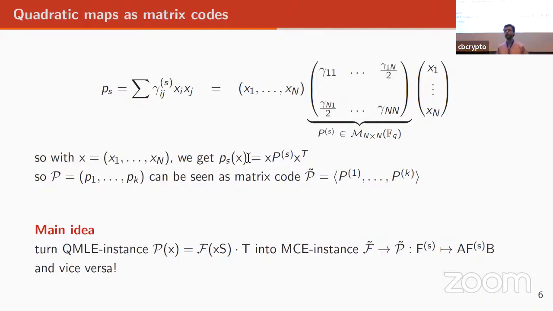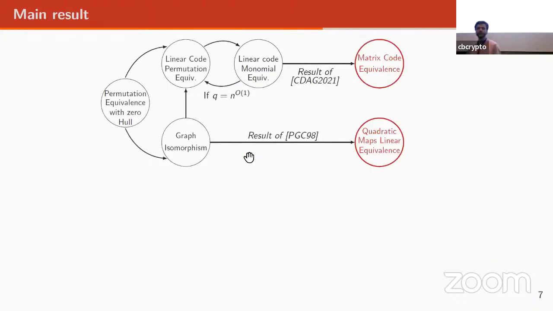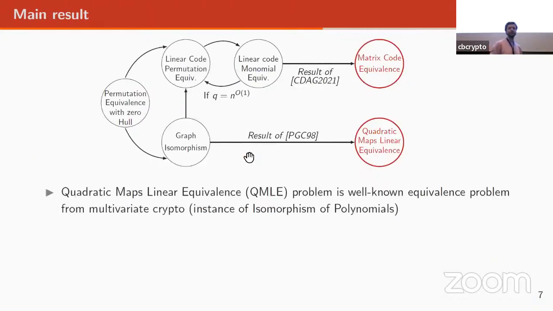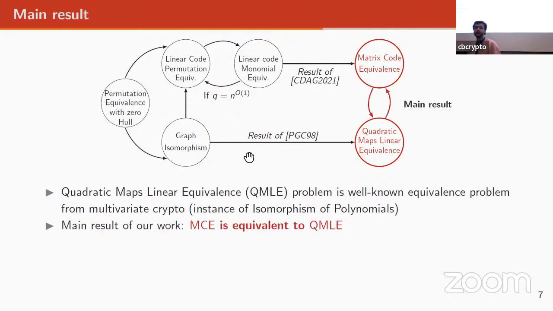Although it's the main idea, I don't want to dive too deeply into it because it's a bit technical, and I want to get to the cryptography part. But the main result is that quadratic maps linear equivalence is already a well-known equivalence problem in multivariate crypto, and that matrix code equivalence is actually equivalent to quadratic maps linear equivalence.